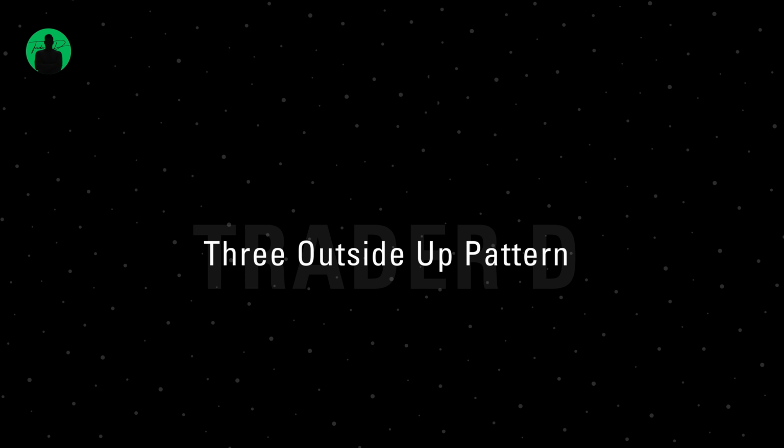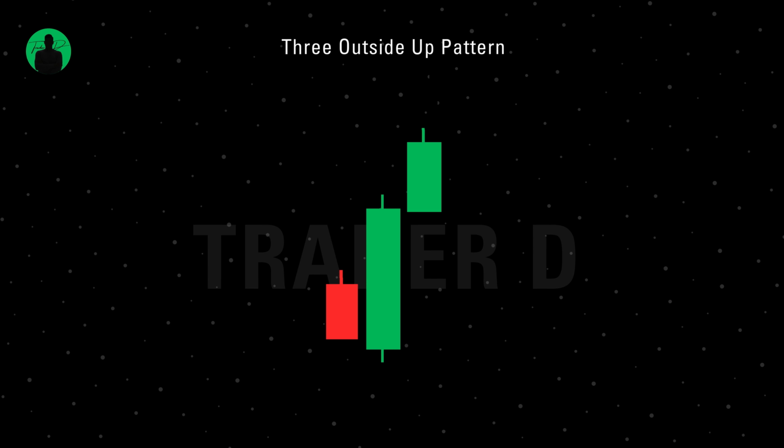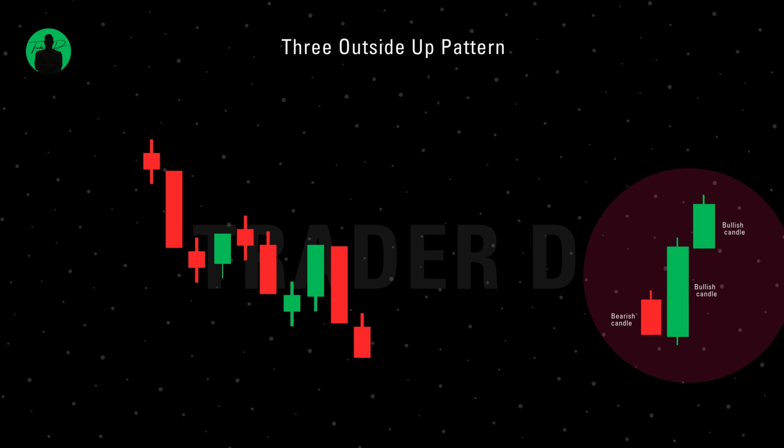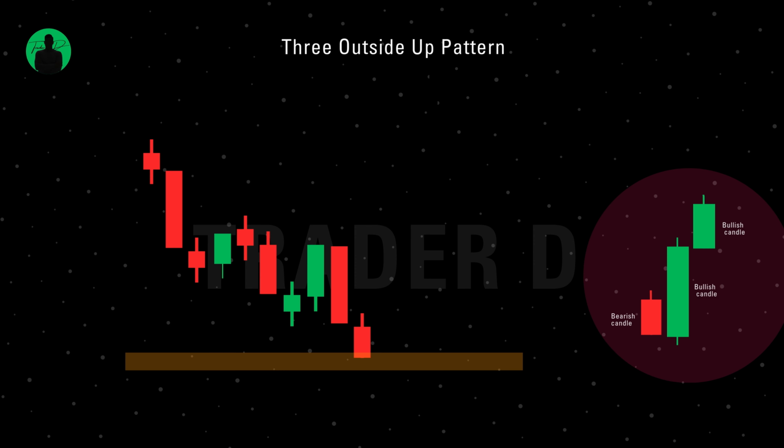Let's understand the 3 outside up pattern. The 3 outside up pattern consists of a red bearish candle, followed by 2 green bullish candles. It indicates a possible bullish reversal. In a downtrend, a red candle forms near support. The second candle is a strong green candle that closes above the red candle's body. The third candle is another green candle that confirms the reversal.